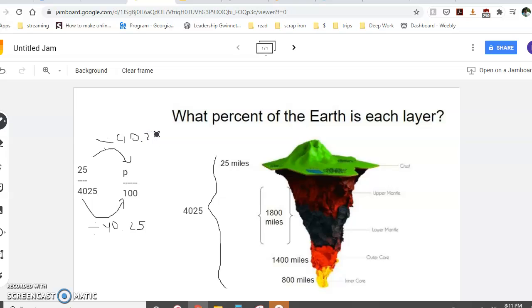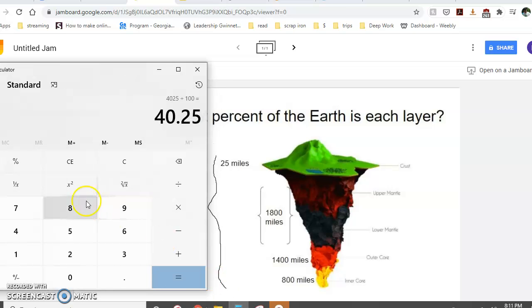And I know what you're thinking to yourself. I can't divide 25 by 40. Yes, you can. It's just going to be small. It's not even going to be 1% of the Earth is crust. Not even. Which makes sense, right? It's teeny, teeny, teeny. It's not even 1/100th. It's not even 1%. So let's see what it is.